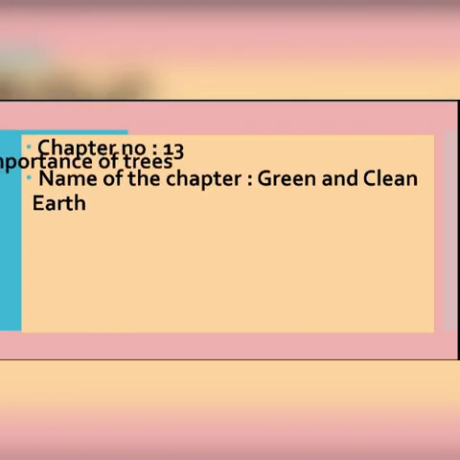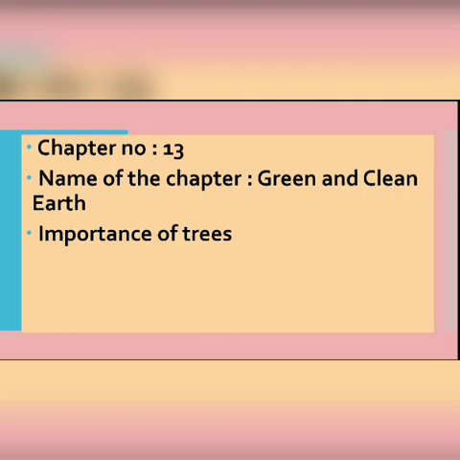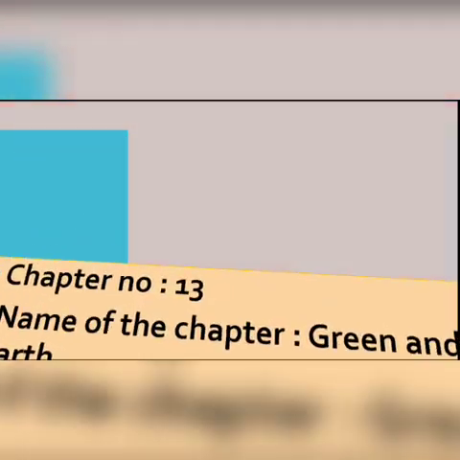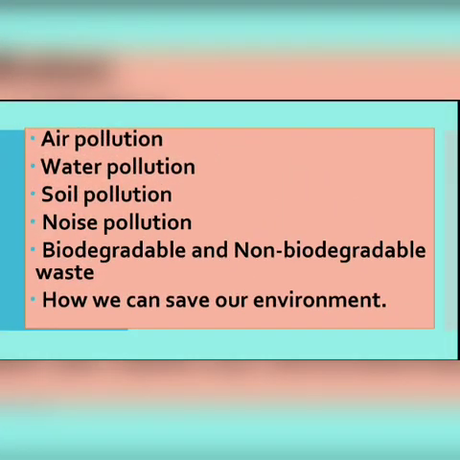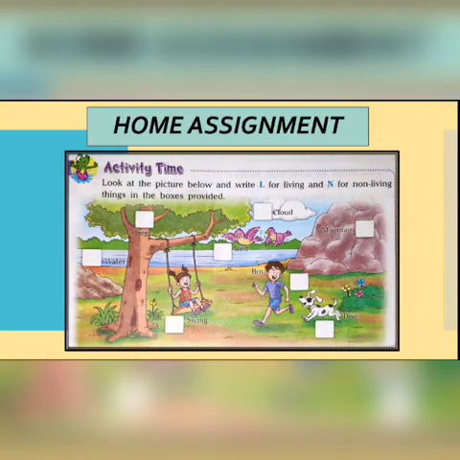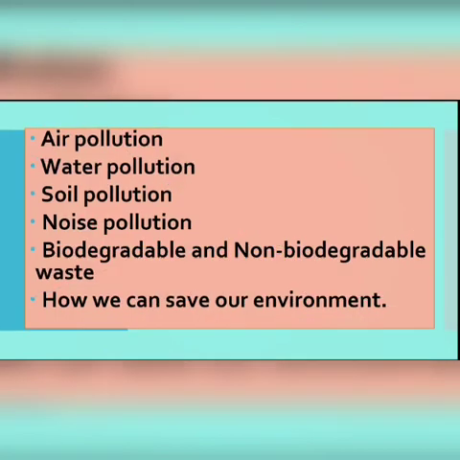With this, we are going to conclude today's class. Now let us recall what we have learned today. Today we started chapter number 13, Green and Clean Earth, and there we discussed the topic importance of trees, how to save trees, and also about our environment. In our next class we will discuss air pollution, water pollution, soil pollution, noise pollution, and also biodegradable and non-biodegradable waste and how we can save our environment.